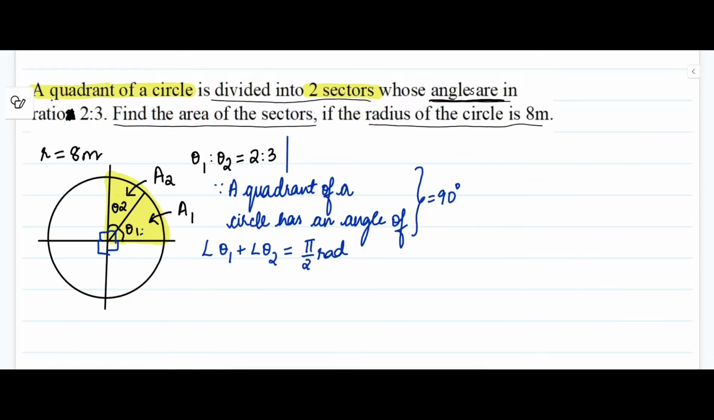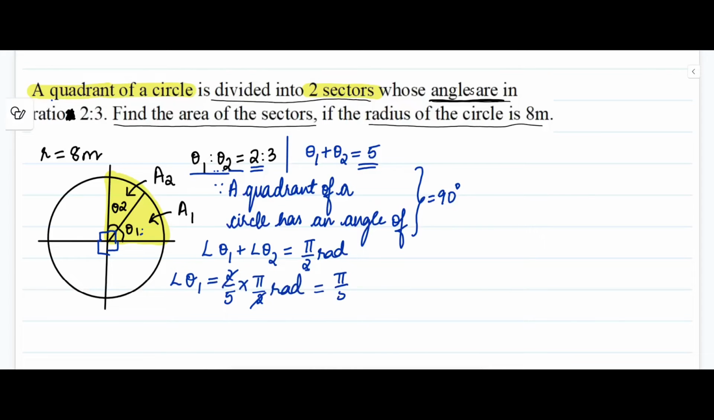And also when we take the sum of the two ratios, we get 2 plus 3, that is equal to 5. So now we can easily find out the angle of each sector. Angle theta 1 is 2 parts of 5, 2 divided by 5 into the entire angle, pi by 2 radians. 2 and 2 cancel out each other. We get pi by 5 radians. Second angle theta 2 is 3 parts of 5 into the entire angle of the quadrant, that is pi by 2 radians, which is equal to 3 pi by 10 radians.